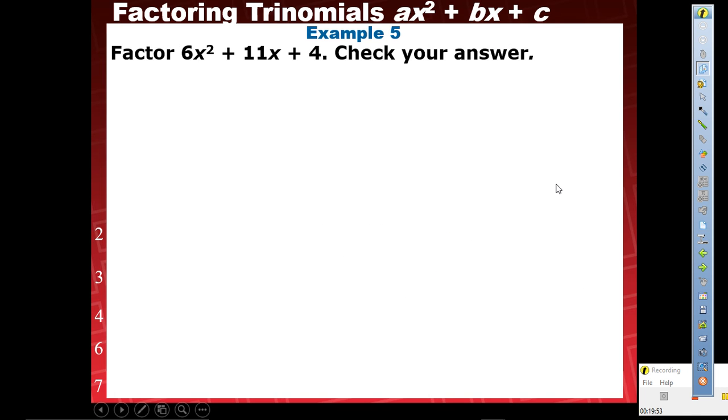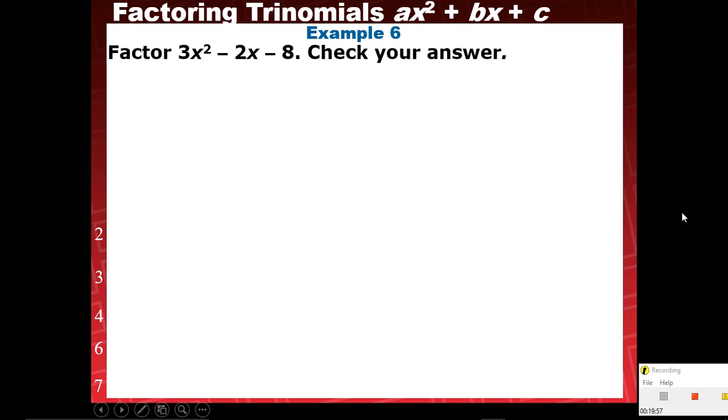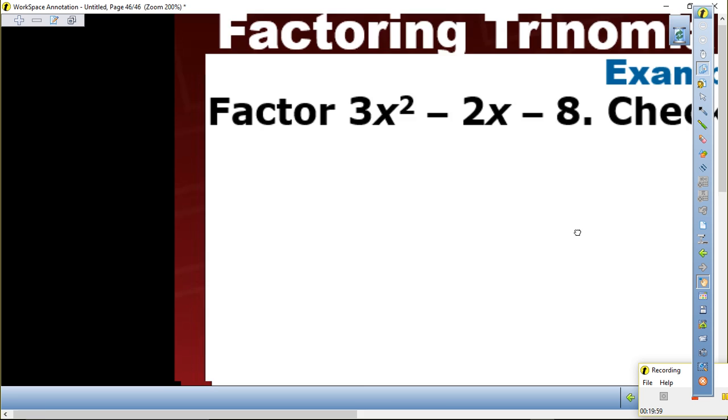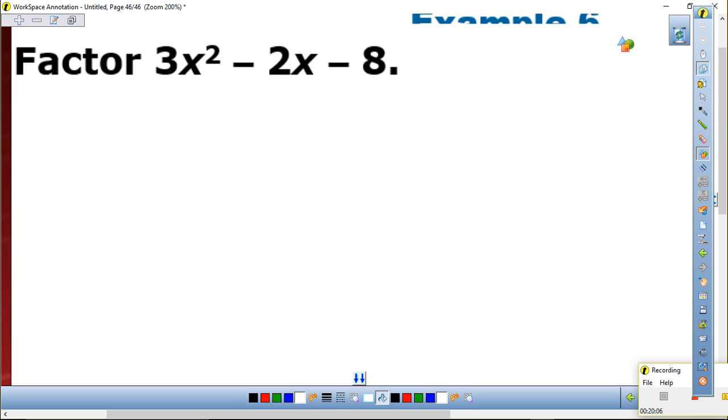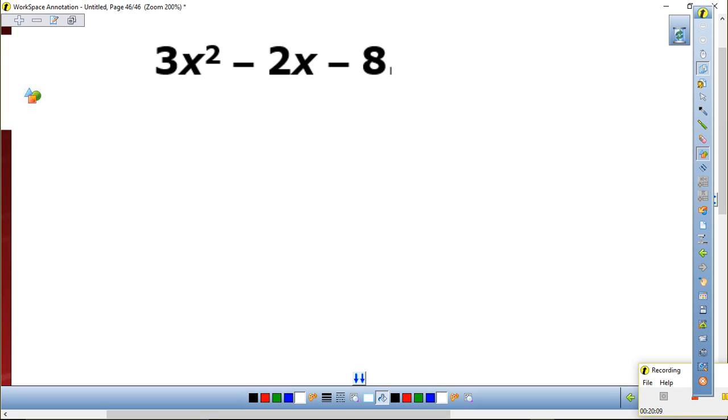Here we go. Example 6. We got 3x squared minus 2x minus 8. Example 6. 3x squared minus 2x minus 8. Copy that and go. See if you can do that one by yourself.